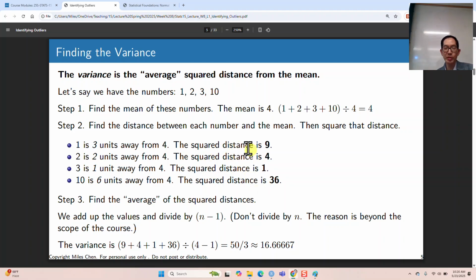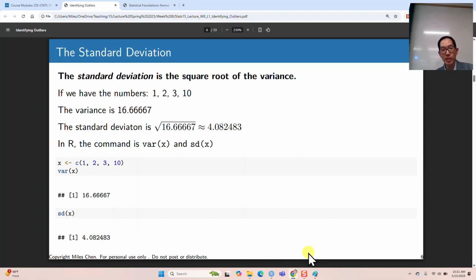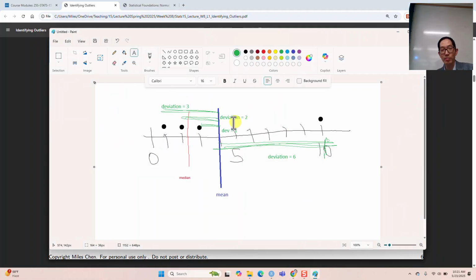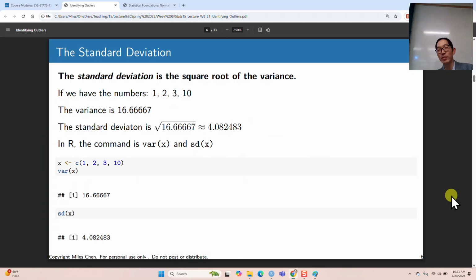Okay, so you square the distance, and we take the average of these things, but the average is in quotes. We add them up and divide by n minus 1. And so my variance is going to be 16.67. The standard deviation is the square root of that, and I get 4.08. And these are the exact numbers that you get if you go into R and ask for the variance of 1, 2, 3, and 10, and you get 16.67. Give me the standard deviation, and you get the square root of the variance. Okay, so that's where those numbers are coming from. It is basically calculating the mean, calculating how far each of the points is from the mean, then squaring those, and then taking the average.